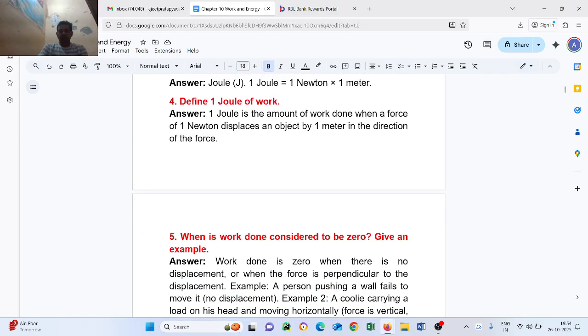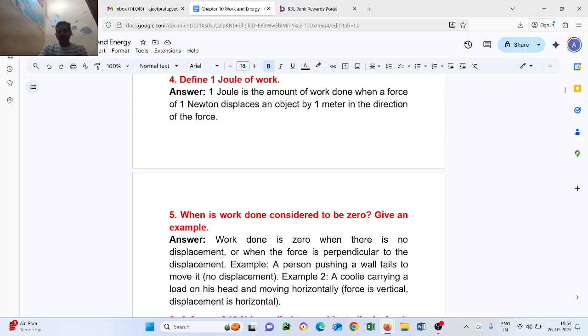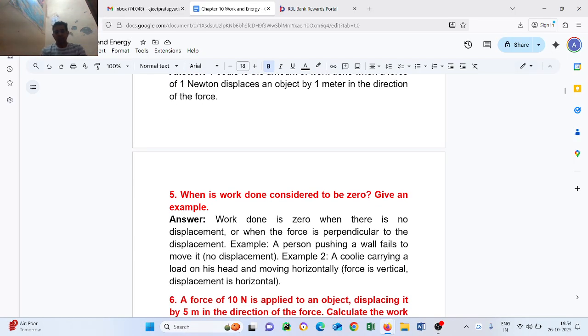Question number 5. When is work done considered to be zero? Give an example. Work done is zero when there is no displacement or when the force is perpendicular to the displacement. Example 1, a person pushing a wall fails to move it, no displacement. Example 2, a coolie carrying a load on his head and moving horizontally, force is vertical, displacement is horizontal.